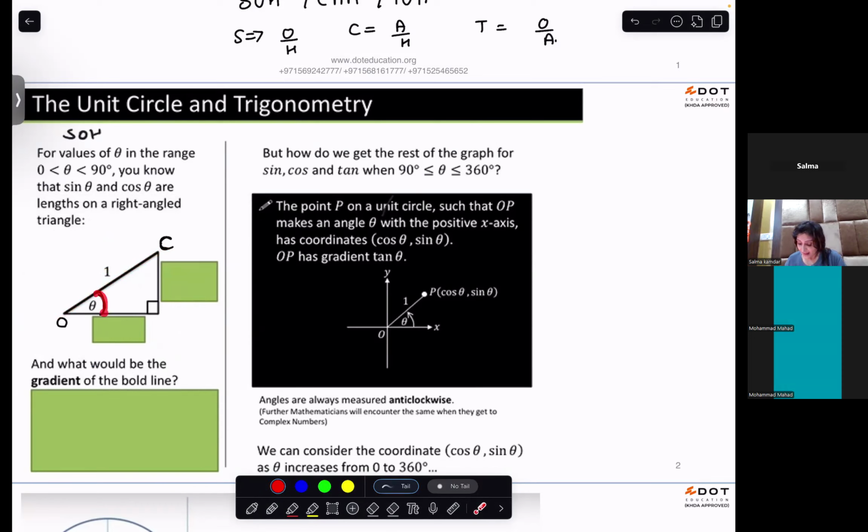I have the theta, and this is the hypotenuse. If this is the hypotenuse and this is my theta, what would be my sine theta? Sine theta is opposite divided by hypotenuse. Sorry, the hypotenuse is 1. So this would be my sine theta. Come on, tell me the cos theta.